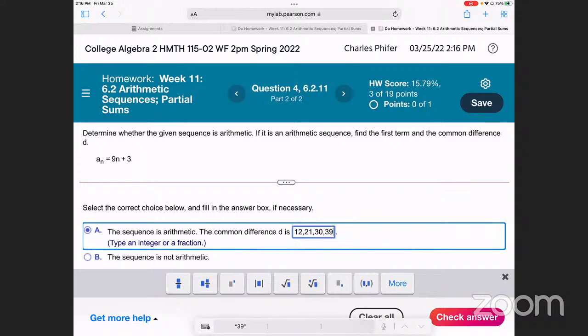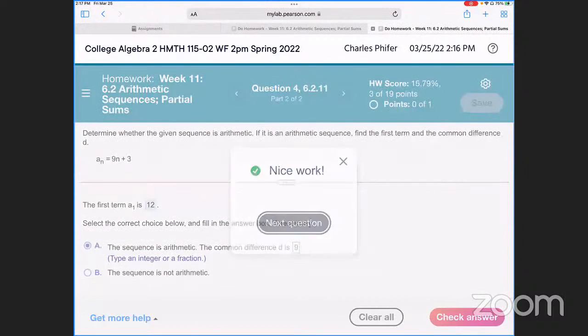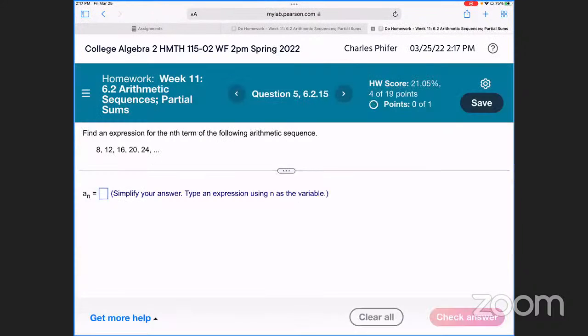If this is arithmetic, to go from 12 to 21, we're adding 9. We add 9, we add 9. So is the sequence arithmetic? We would say yes, because we're adding 9 each time. If anything is not clear, feel free to unmute yourself to get my attention. Next, find an expression for the nth term.